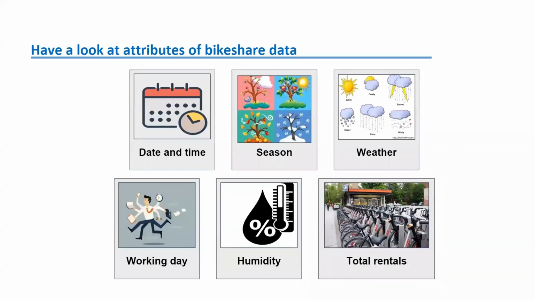Okay, let's look into the data which has been shared with you by the company. The data has date, time, what the season is, what the weather is, whether it is a working day, and humidity. And the total rentals, right? So obviously you are going to predict the total rental. So can someone tell me what the dependent variable here is?